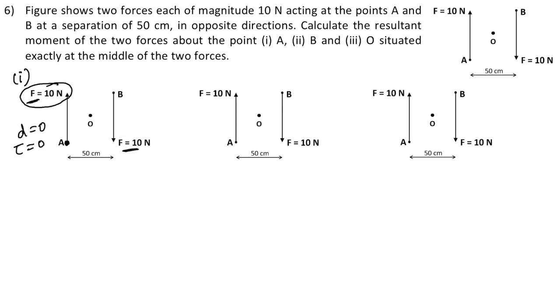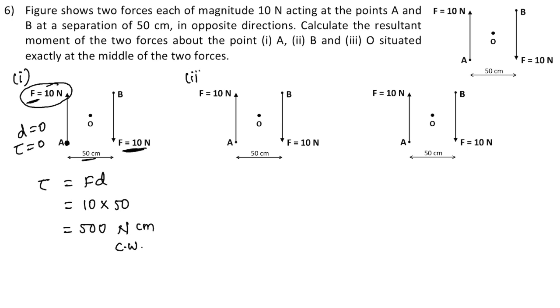So now we will be able to find out the torque only because of the force 10 Newton acting in downward direction. So torque is equal to Fd, 10 Newton into distance of this force 10 Newton from the axis of rotation, which is at point A, is 50 centimeter. So 500 Newton centimeter, and direction is, yes, you are right, clockwise.